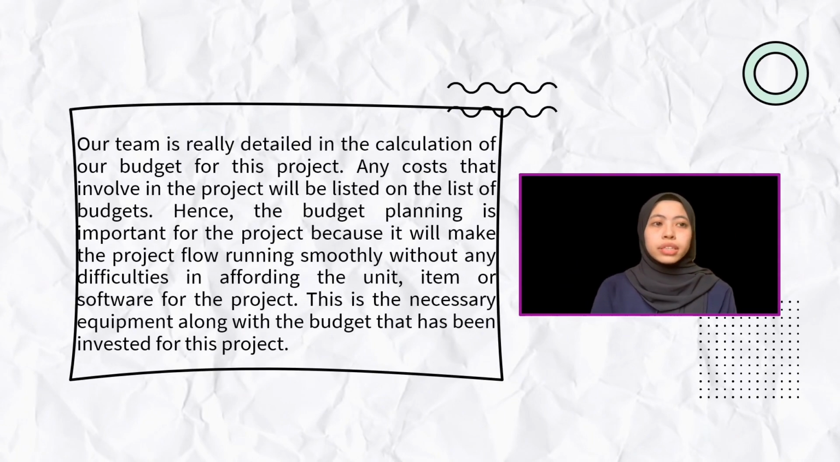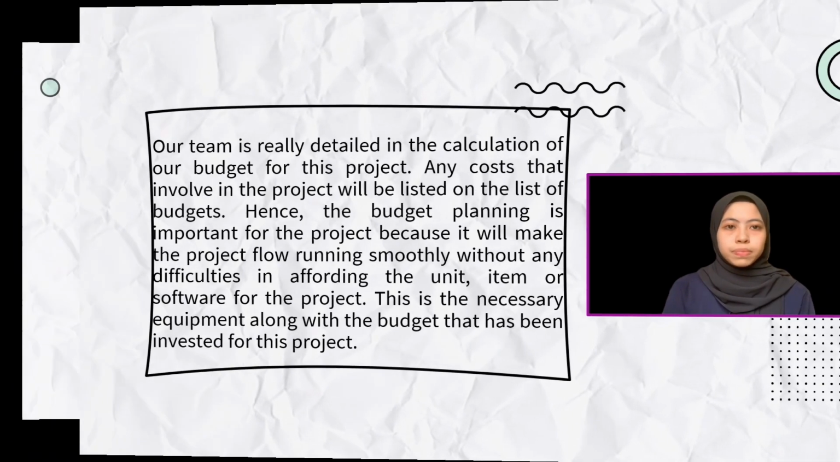The last one is the budget. Our team is really detailed in the calculation of our budget for this project. Any cost involved in the project will be listed on the list of budgets. Hence, budget planning is important for the project because it will make the project run smoothly without any difficulty in affording the unique items or software for the project. This is the necessary equipment along with the budget that has been invested for this project.